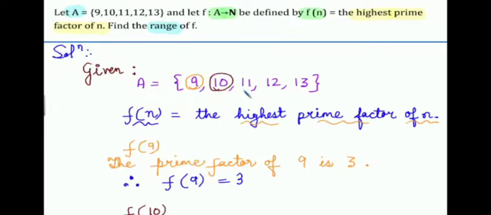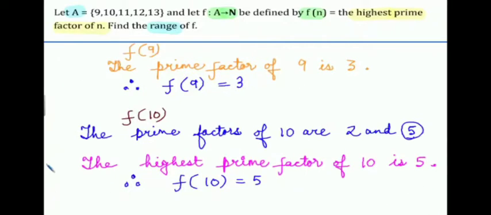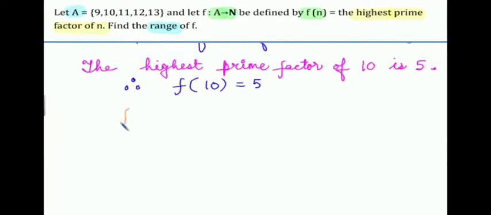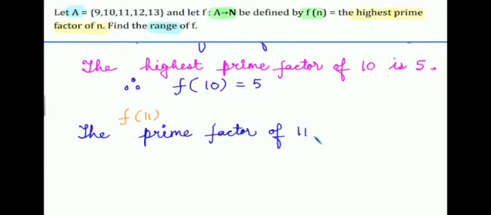Now our next element, 11. 11 is a prime number itself. So the highest prime factor of 11 is also 11, because 11 is a prime number itself. So f of 11 is equal to 11.